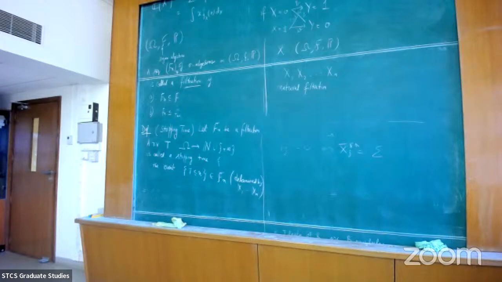What is N? N is the set of natural numbers. Union plus infinity. Union plus infinity. If you think infinity already belongs to N, yeah, it's up to you.